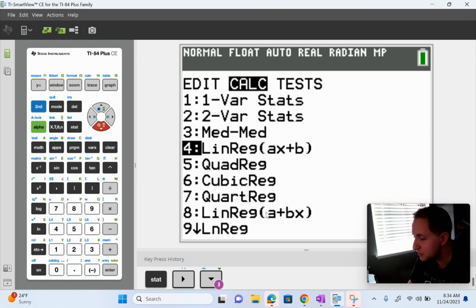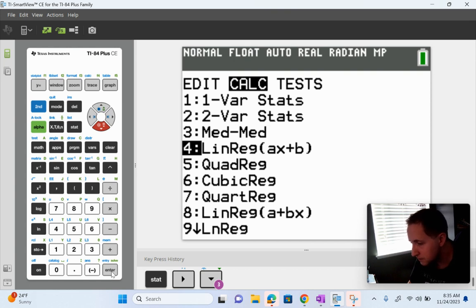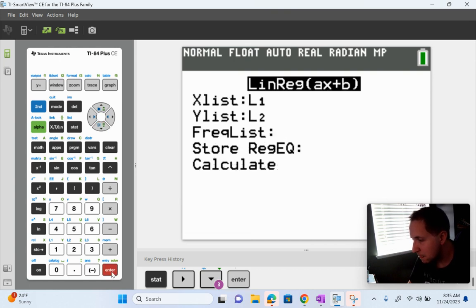If you use option 8, just notice that they're giving you the y-intercept first, and then they're giving you the slope. So I like option 4 because it's not as deceitful. And then it's going to ask you what list you stored the data in.